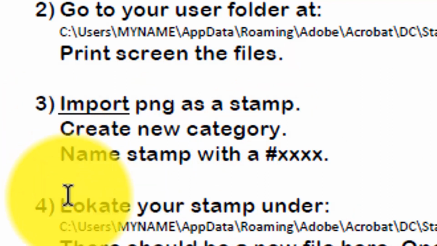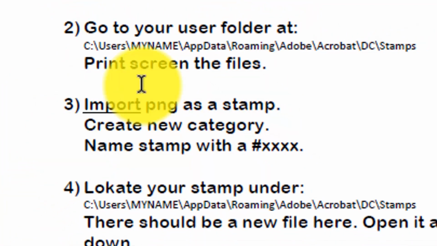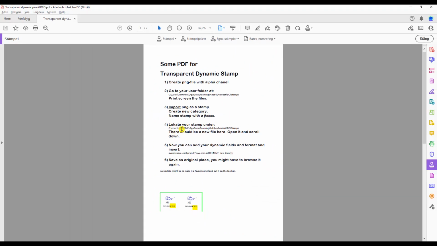But anyway, locate your stamp. Because you created this, you should have this new file here under the same folder. And open it, and you probably have to scroll down. And if you're lucky, then your stamp will be there. And now you can add your dynamic fields and formats, insert them into the stamp, maybe crop the stamp.